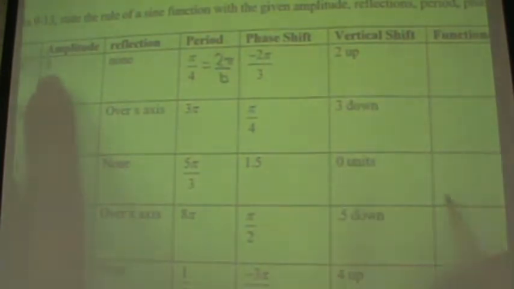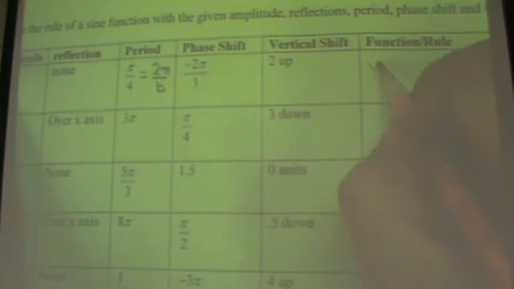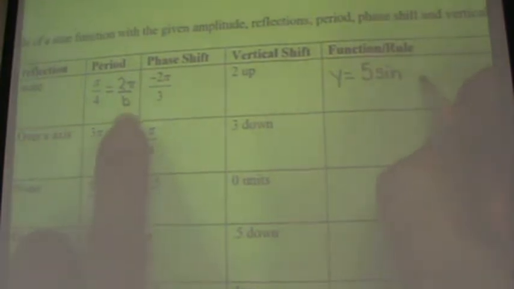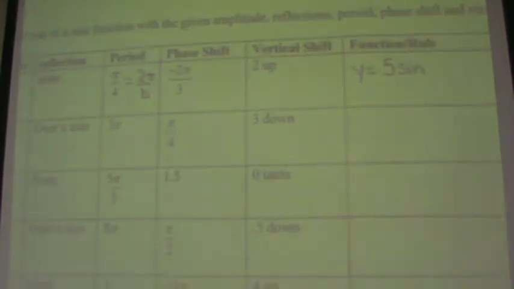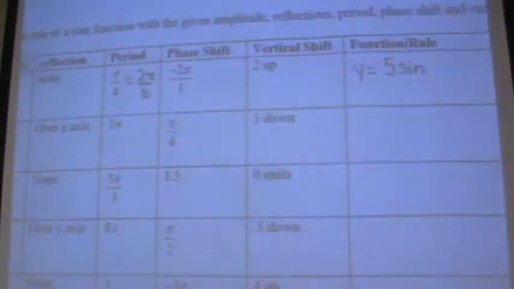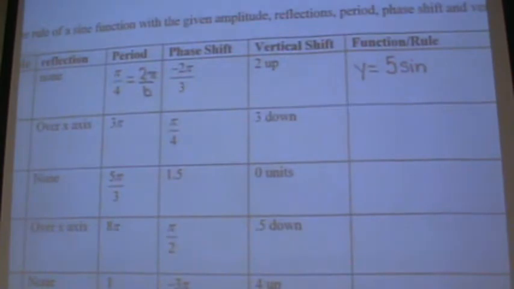Easy. So how will you write this problem out? This is an amplitude of 5. So it's going to be y equals 5 sine. I need the b value. How are you going to find the b value? You're going to take pi over 4 and set it equal to 2 pi over b and solve for b. So that's the only math you really have to do. How do you solve for b on this problem?